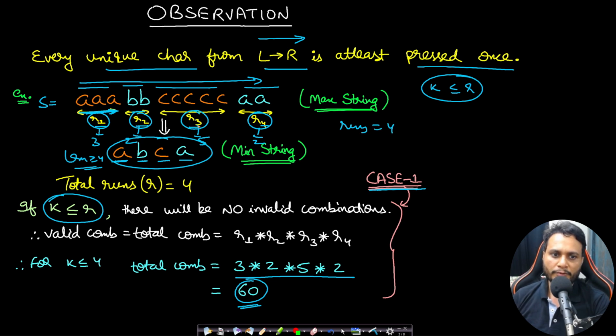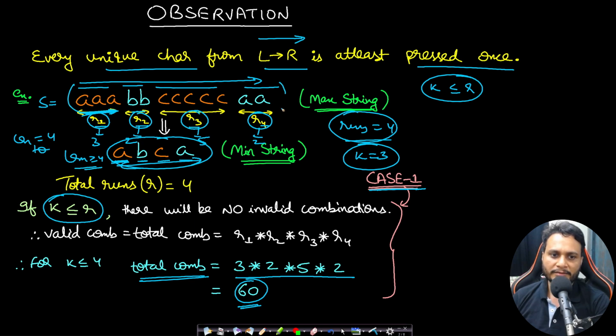1, 2, 3, 4, right? Now if the question had asked to produce all possible strings where at least each of the runs' one character is included, and let's say the k value was 3, then since the minimum string length was 4, the total combinations will contain all the string lengths which are greater than or equal to 4, right? The length will be from 4 to the entire length of this string, isn't it?